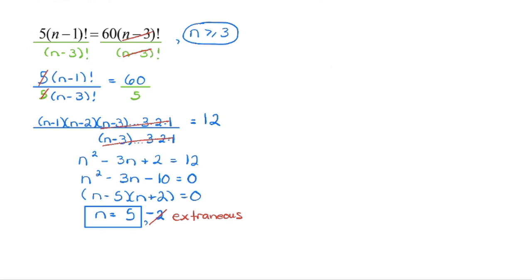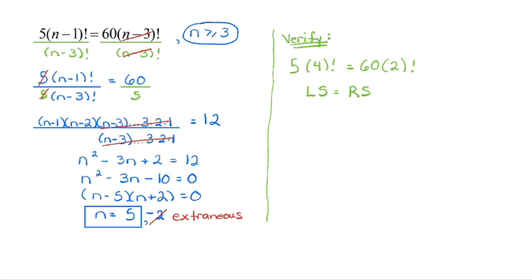We think the solution is n equals 5, but we're going to verify that. So we're going to substitute it back into the original equation in the place of n. So we have 5 minus 1 is that 4 factorial times the 5, and then 5 minus 3 is that 2 factorial times the 60. And you can put this into your calculator to see what you get on each side, but the left side does equal the right side, so that is our solution.